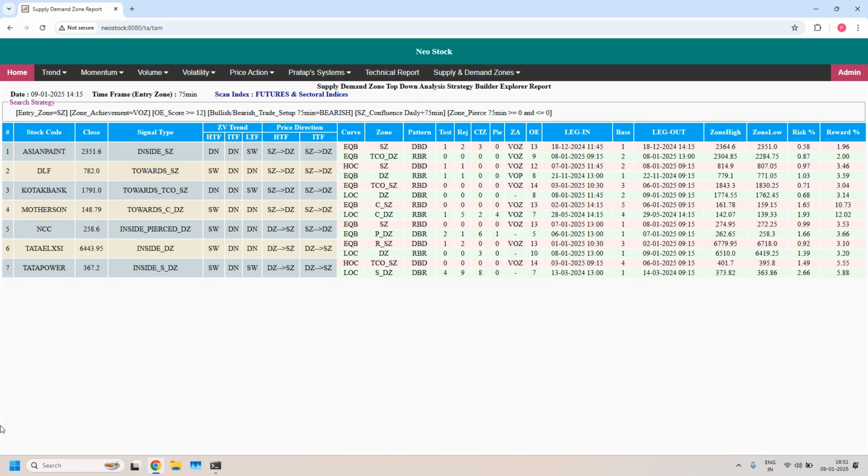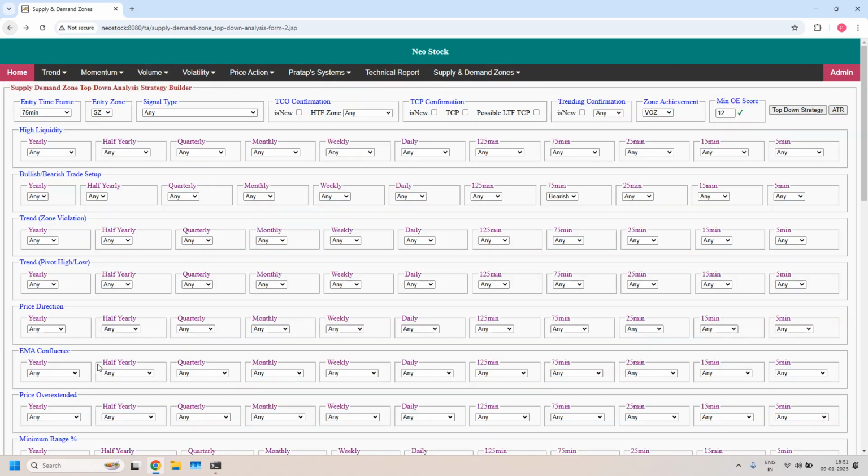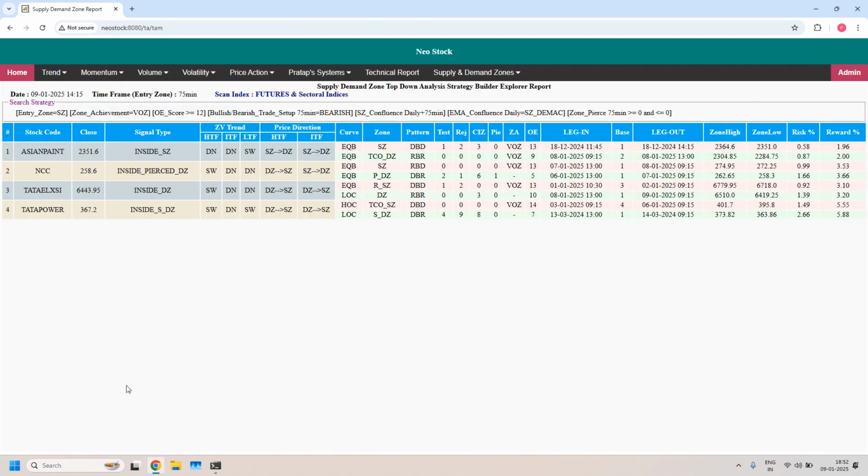So in all these 7 stocks, these 75 minute supply zones are part of the daily supply zone. And daily trend is down in all these stocks because ITF is a daily time frame. Because 75 minute supply zone is part of the daily, if daily supply zone is having daily EMA confluence, they are even more high probability setup supported stocks. So I am selecting the filter daily supply zone having daily EMA confluence. Let's filter. We got 4 stocks. So these 4 are even more high probability trade setup supported stocks.